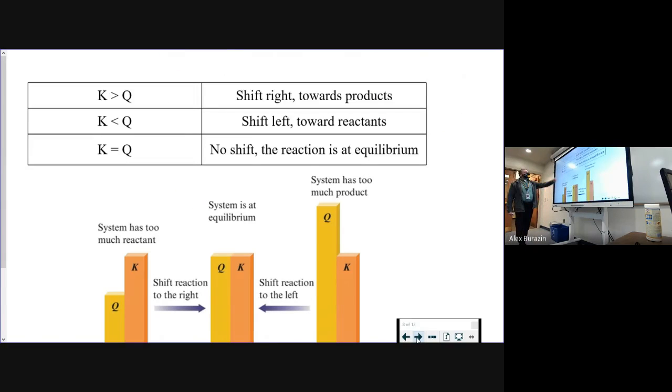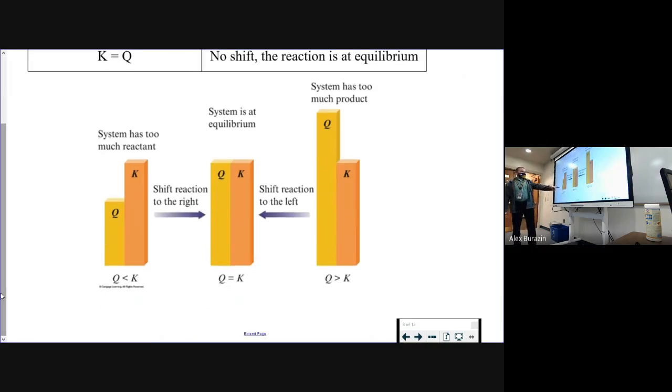Okay. K is greater than Q, you shift towards products. If K is less than Q, you shift towards reactants. And if K is equal to Q, you're at equilibrium. Makes sense? K is equilibrium. If you're not sure and you solve that math, and it's like, oh, it does equal K, well, then there's no shift to be had. It's where it's supposed to be. It's good.